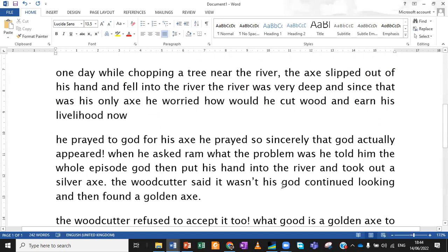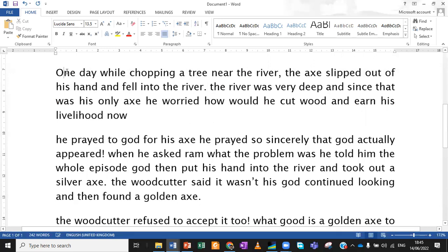One day while chopping a tree near the river, the axe slipped out of his hand and fell into the river. Good. So what should I do? Into the river, there is a full stop. Perfect. So what else? The one should be capital. Perfect. You can see that, right? So continue, please.